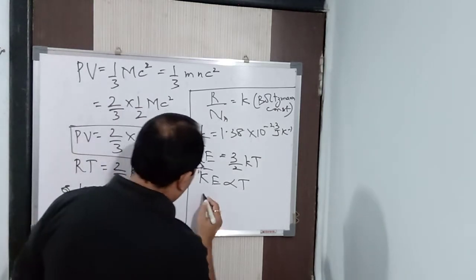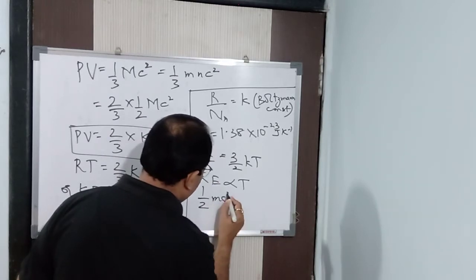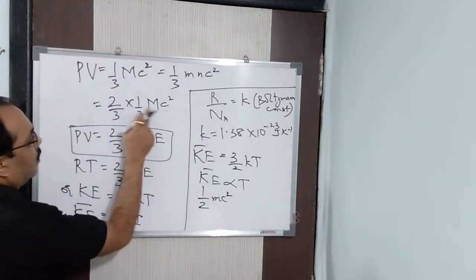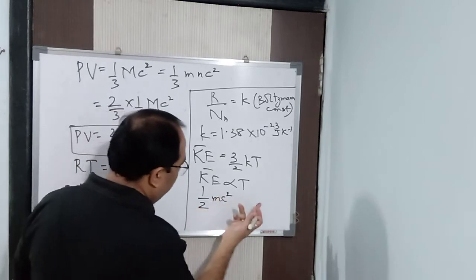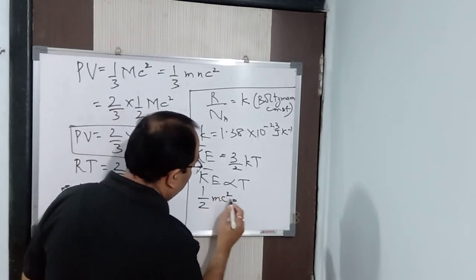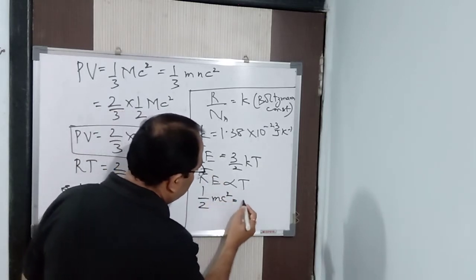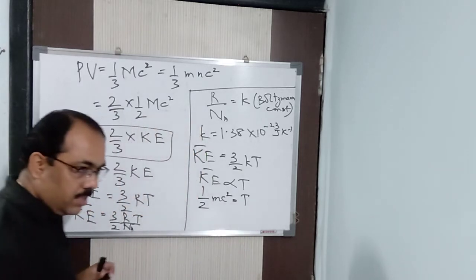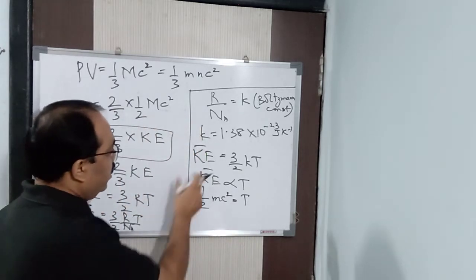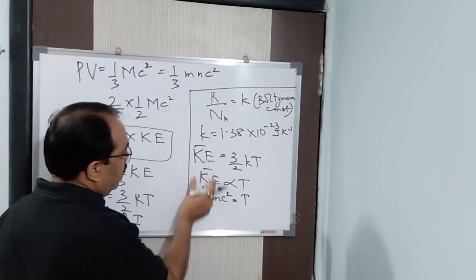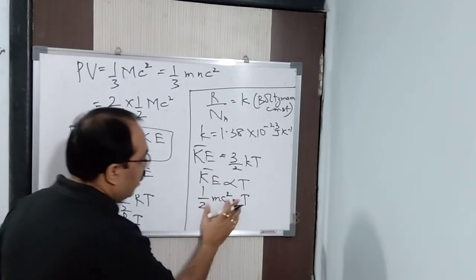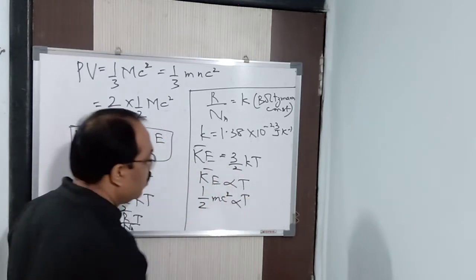Now kinetic energy is nothing but half mc square. See, half mc square is kinetic energy. You can take capital M also, no problem. So this kinetic energy is directly proportional to T. So instead of kinetic energy, I can write half mc square is directly proportional to T.